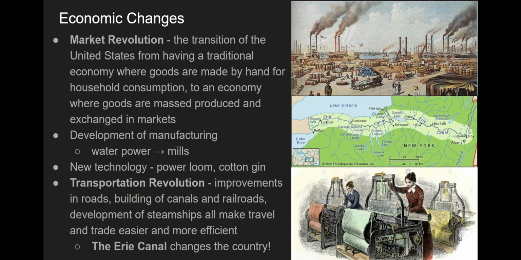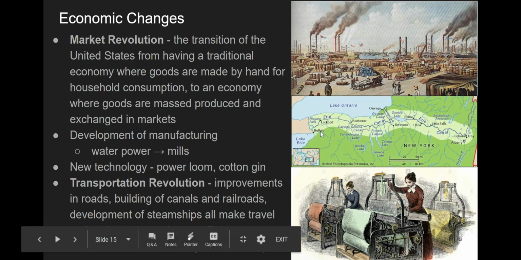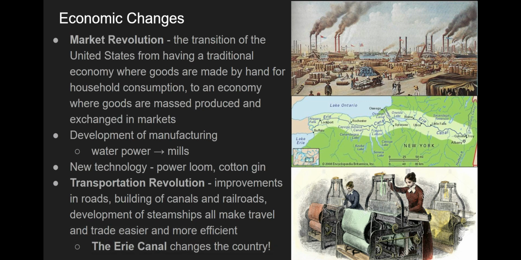And the transportation revolution is the improvement in roads, the building of canals, and later railroads, and the development of steamships, all making travel and trade easier and more efficient. The Erie Canal in particular is a huge transformation. It is built right here in New York, and it connects the Atlantic Ocean in New York City all the way to the Great Lakes. It changes the entire country by uniting it through trade and movement.